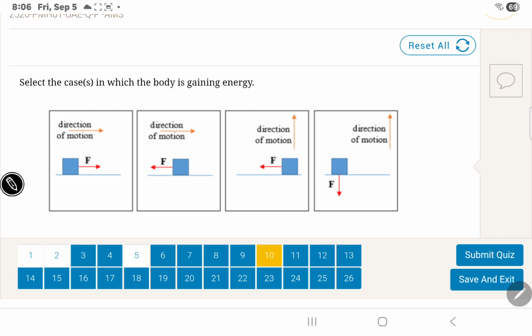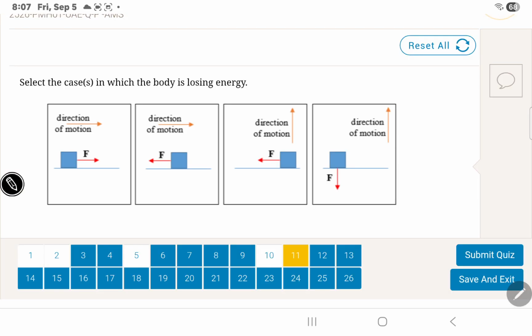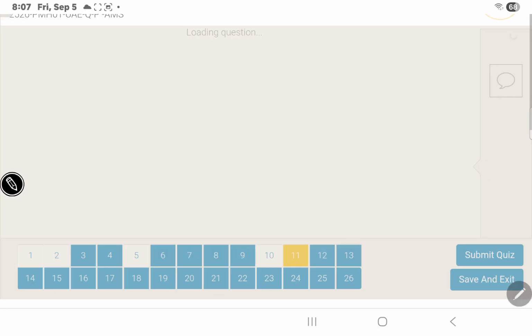Question 10 now. Select the cases in which the body is gaining energy. The body will be gaining energy in case the force and direction of motion are the same. So option 1 is the correct answer. Select the cases in which the body is losing energy. The body is losing energy in case the force is opposite to the direction of motion. So this option is correct, and this option is correct. Number 12 now.